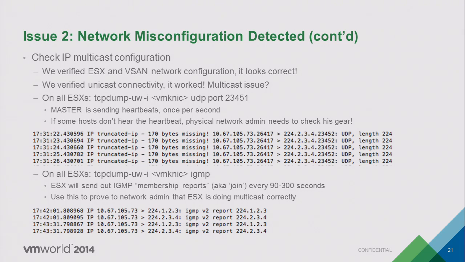Now, the network admin will come back and tell you, no, the problem is really ESX. ESX is not doing multicast correctly. So then you run the second command to get the IGMP output, and you will see that vSAN is correctly sending IGMP membership reports, which are the equivalent of a join, roughly every 90 to 300 seconds, even if there's no query on the network. At that point, you have proof for the network admin that vSAN is doing everything correctly. We are sending the heartbeats, but they're not being received, and the network admin can go and debug using the vendor tools on the physical switch side what's actually happening.